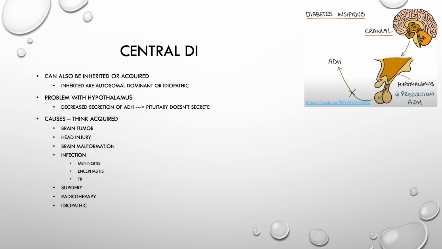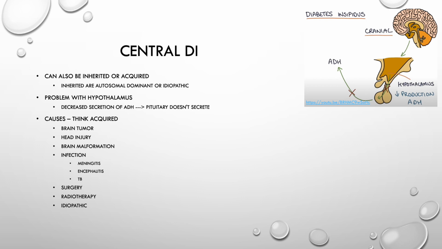In terms of central DI, and these pictures, by the way, are from Zero to Finals. It's a great resource, and I have listed that on our last slide with a link. And anyway, so central DI can be inherited or acquired. And this form, actually, if it's inherited, it's more likely to be an autosomal dominant disease. It can be idiopathic. And this is a problem with our hypothalamus.